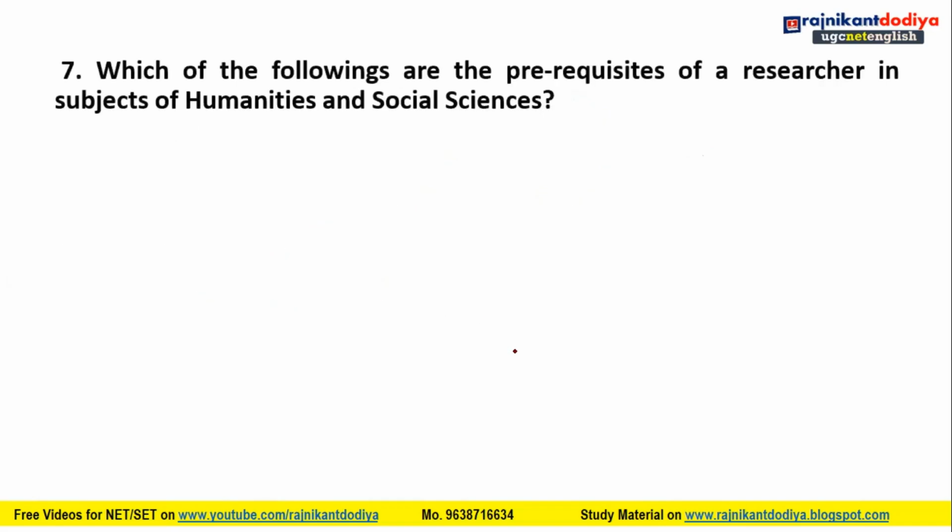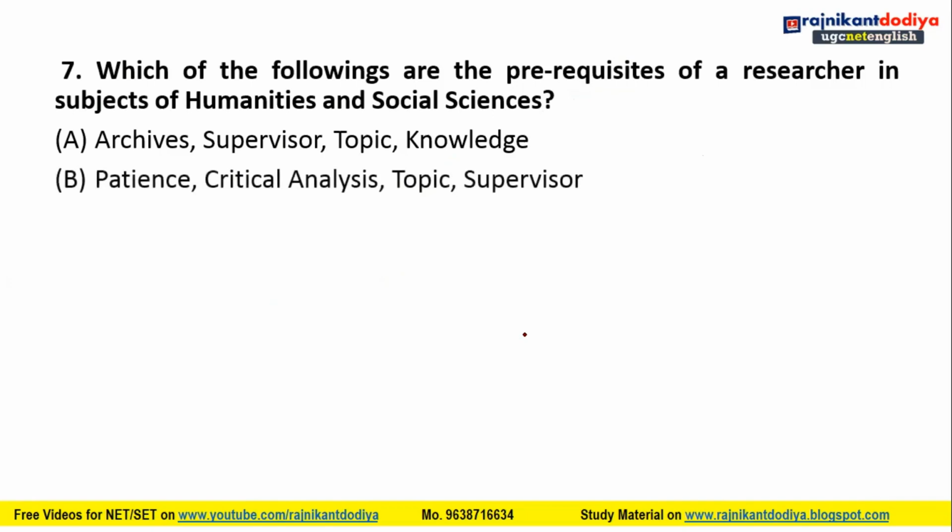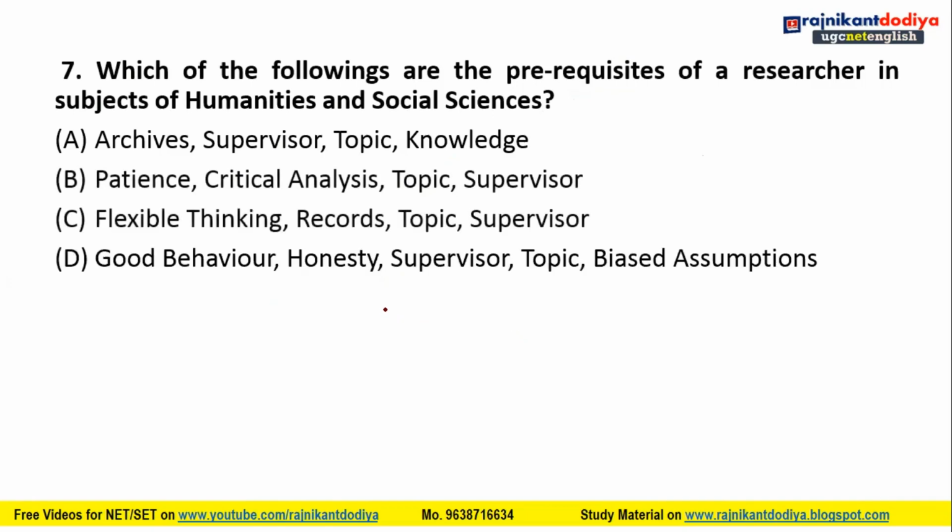Then, which of the followings are the prerequisites of a researcher in subjects of humanities and social sciences? So prerequisites, which are the important things? So here I have outlined some of the options, friends. The prerequisites we have to identify from this particular question, and these are mentioned here. What can be the right answer, friends?